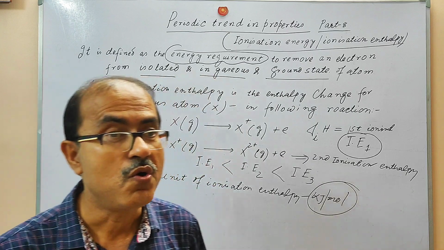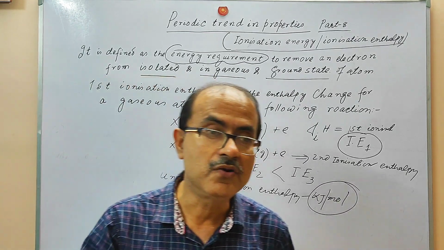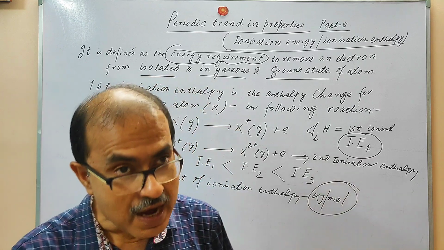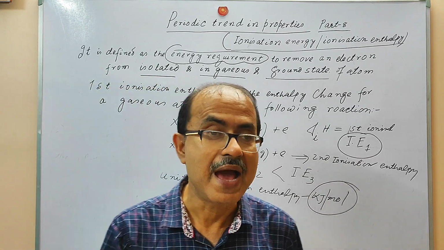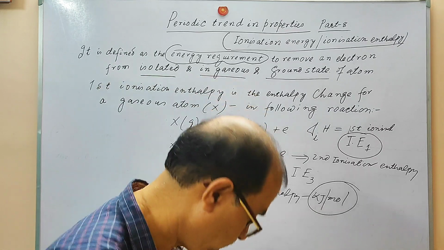Now we'll discuss the trend in the periodic table, that is, down the group and across the period. That we will discuss later.